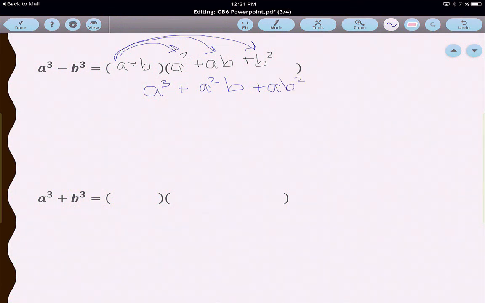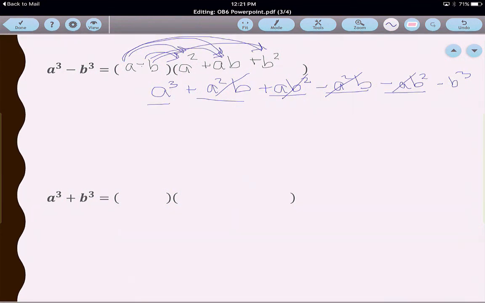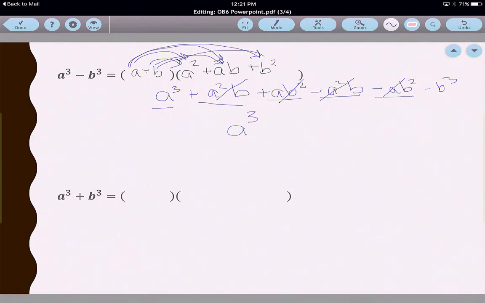Now I'm going to take this negative b. Negative b times a squared is minus a squared b. Negative b times ab is minus ab squared. And negative b times b squared is negative b cubed. So if we look here, we have a plus a squared b and a minus a squared b, so those are going to go away. We have a plus ab squared and a minus ab squared, and they're going to go away. So all we're left with is a cubed minus b cubed. So that's kind of the gist of why this formula works.